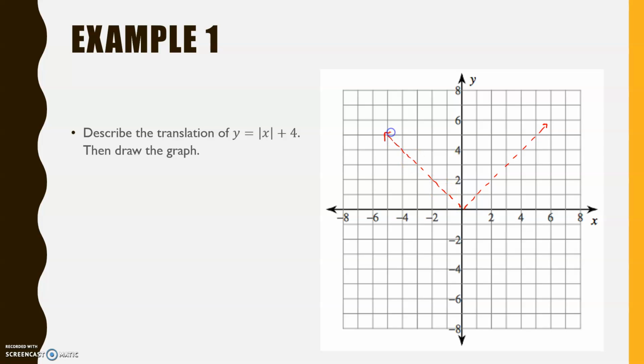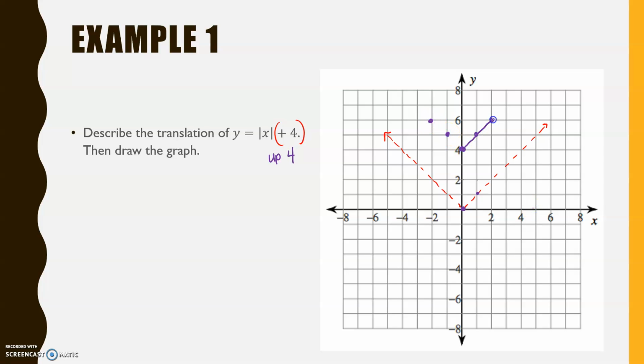I'm being asked to describe the translation of y equals absolute value of x plus 4. Since this plus 4 is outside of the absolute value bars, that means that we're going to move it up or down, depending on the sign. Since it's a positive, we're going to move it up 4. And then it says to draw the graph. So literally, every point on this graph is going to get moved up 4 units. 1, 2, 3, 4. This point gets moved up 4. 1, 2, 3, 4. And each point is going to move up 4.